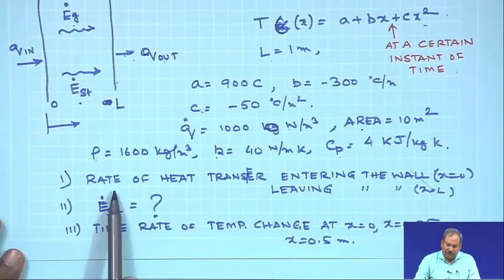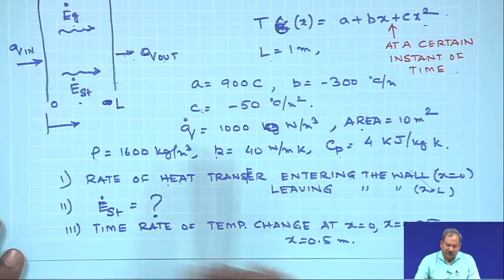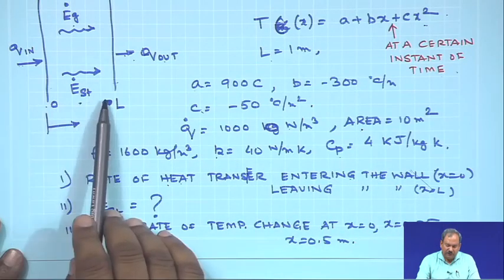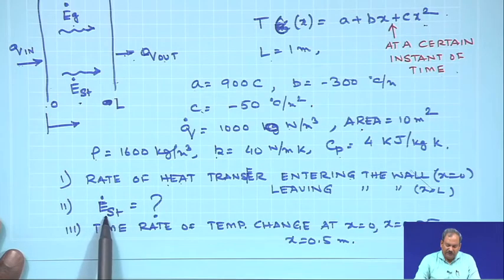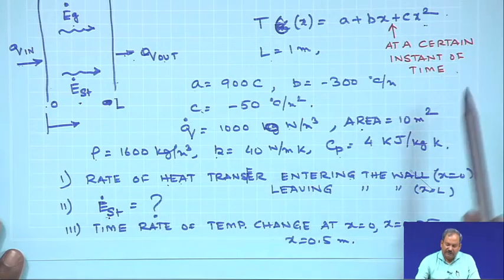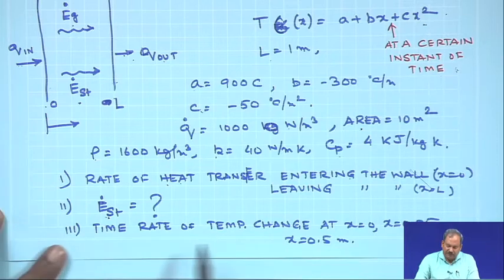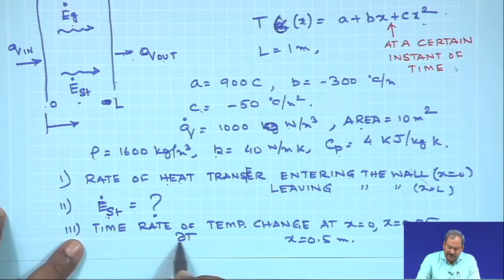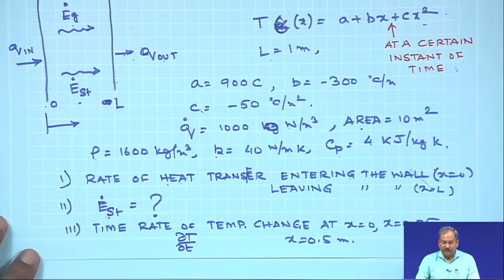What you have to find out is the rate of heat transfer entering the wall, that is at x equals 0, leaving the wall, which is at x equals L, and what is the rate of energy stored for this system at that instant of time, and the time rate of temperature change. So, del T by del time at these three locations. So, how do you solve the problem?